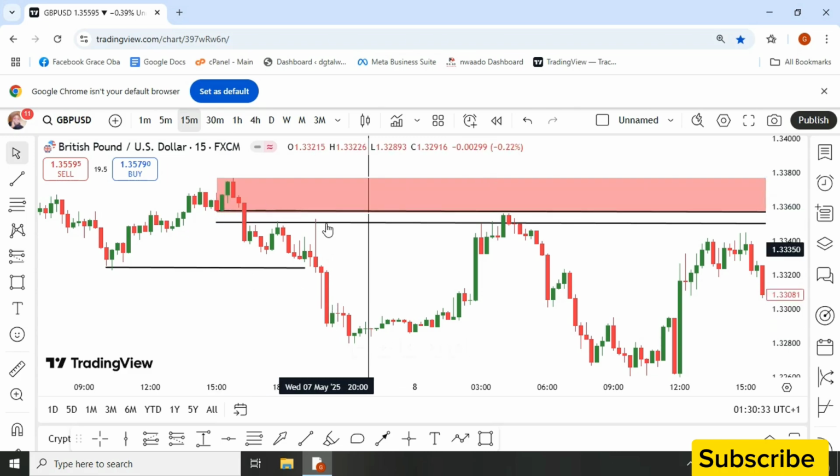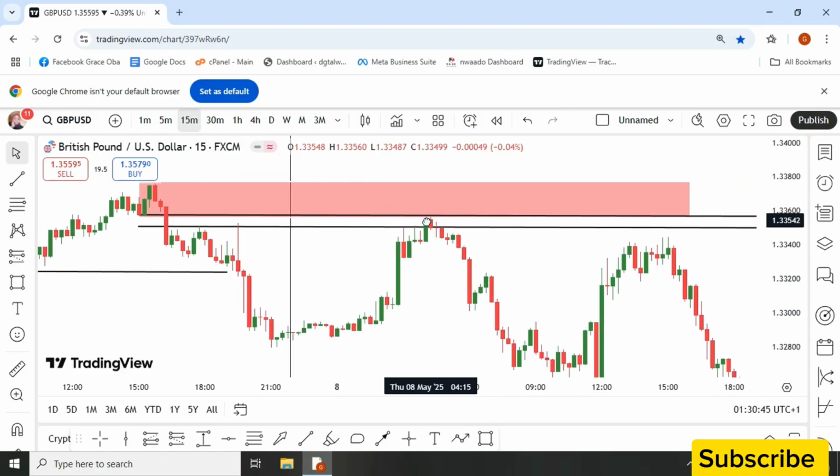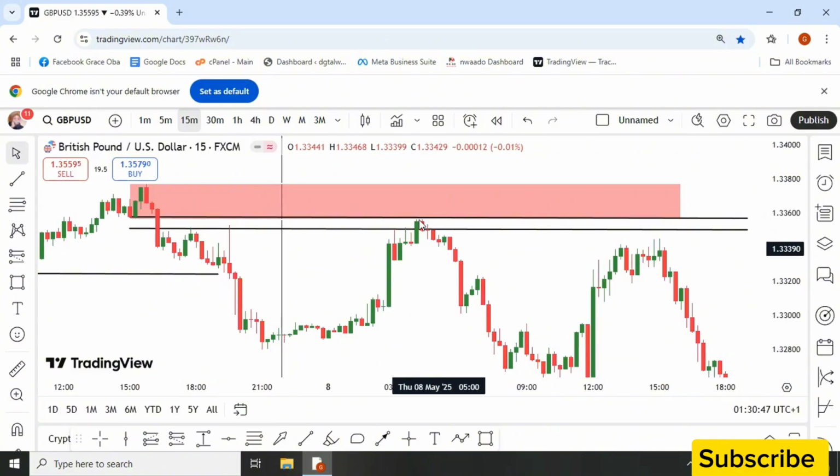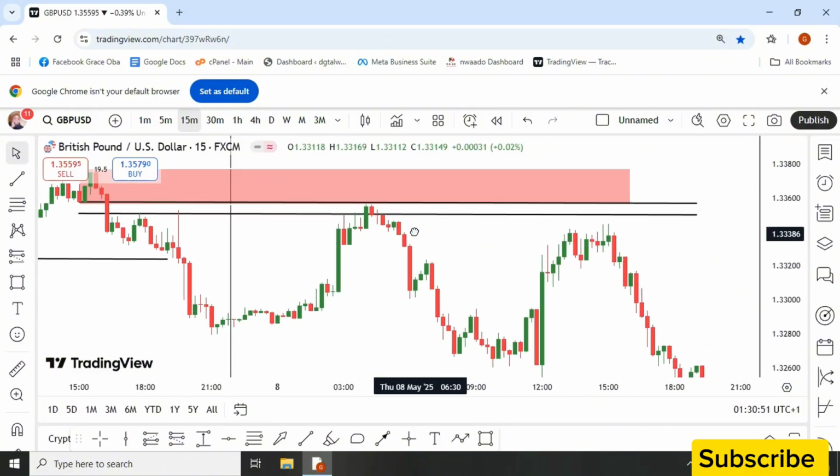It tested the fair value gap from here, but it didn't really give a nice confirmation. So it's kind of ranged here, then retraced back into this fair value gap position. Unfortunately, it was unable to tap into the order block section, right? We can see what price was doing here.